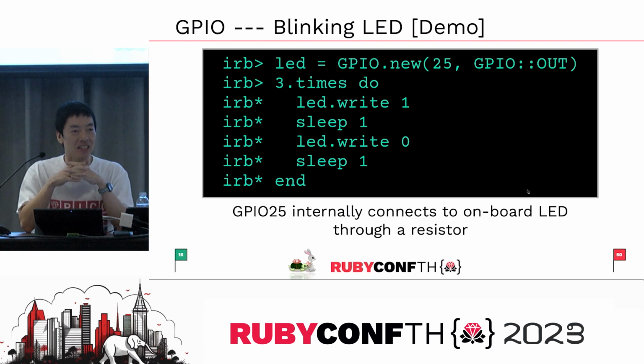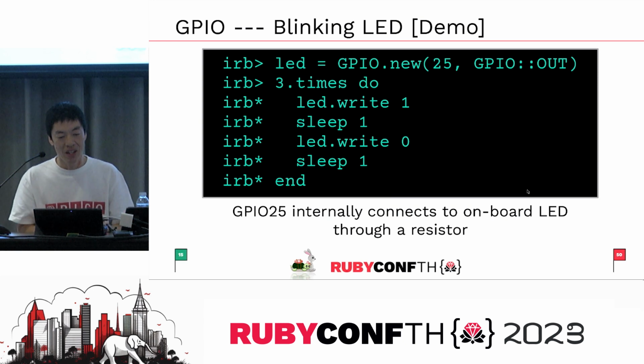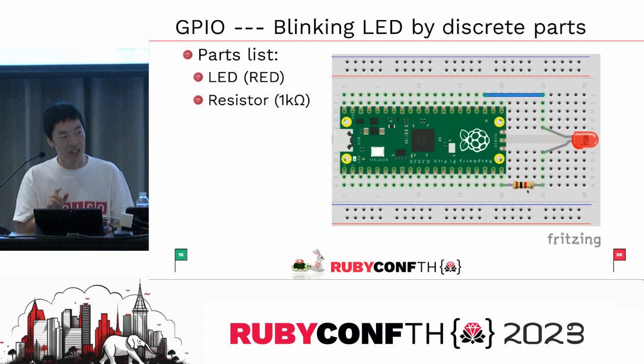But someone may feel it's kind of magic, right? If you're not familiar with microcontrollers. But this is the equivalent circuit. If you use discrete parts to blink an LED instead of using the onboard LED, you need only 2 parts, an LED and a resistor.